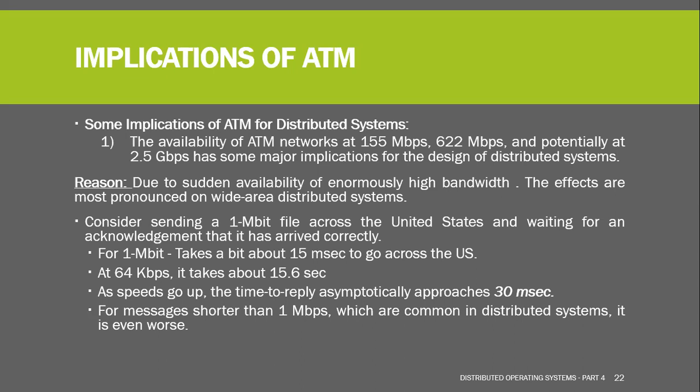For 1 Mbit, it takes a bit about 50 milliseconds to go across the US. At 64 kbps, it takes about 15.6 seconds. As speeds go up, the time to reply asymptotically approaches 30 milliseconds. For messages shorter than 1 Mbit, which are common in distributed systems, it is even worse.